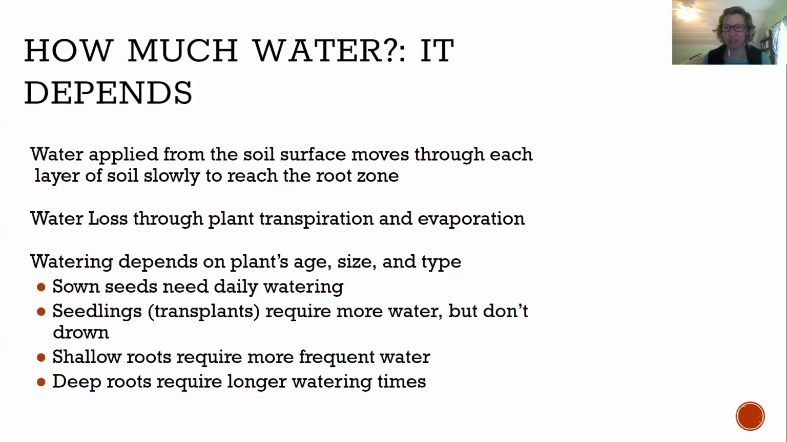The other factors that help us think about how much water a plant needs is your plant's age, size, and type. So more mature plants need more water because they have larger physical structures that need, right? 80% of a large plant would be more water than 80% of a small plant. So the older, the more mature the plant, the more water it needs.